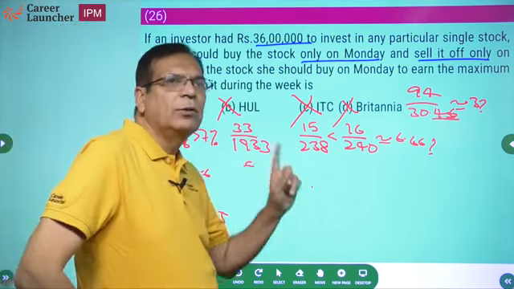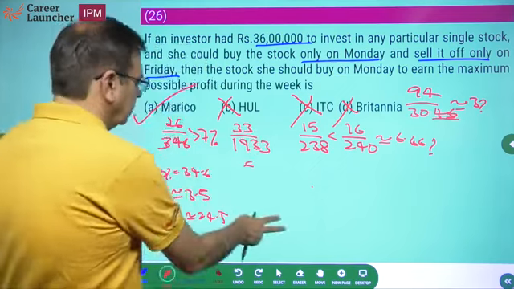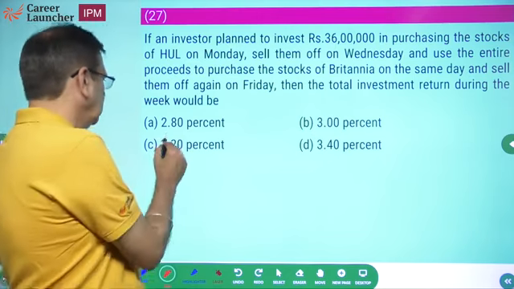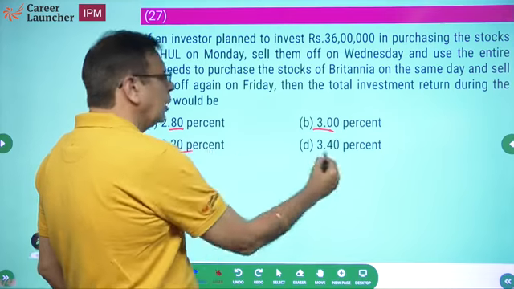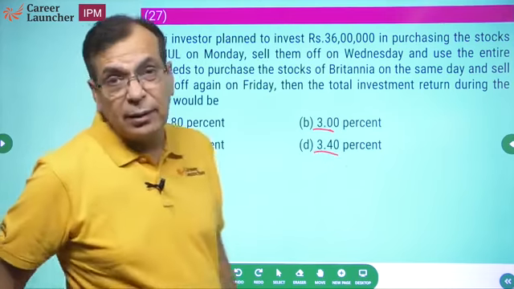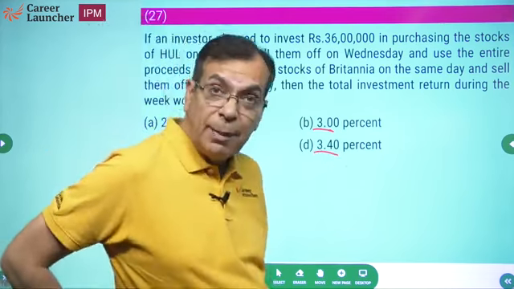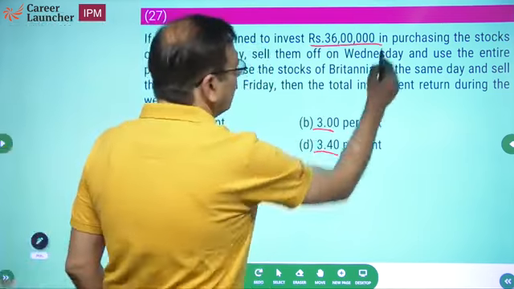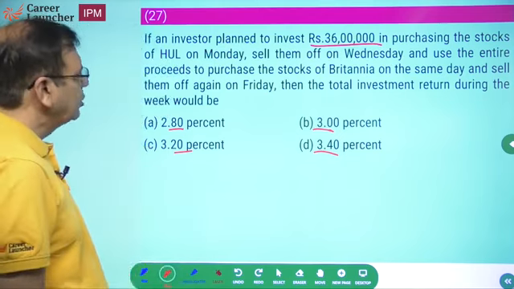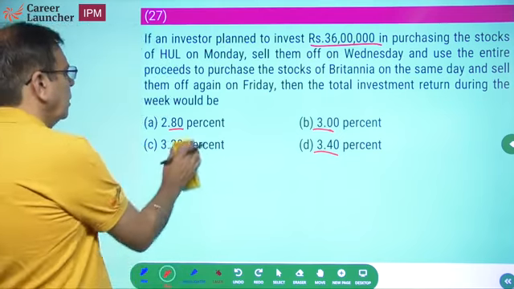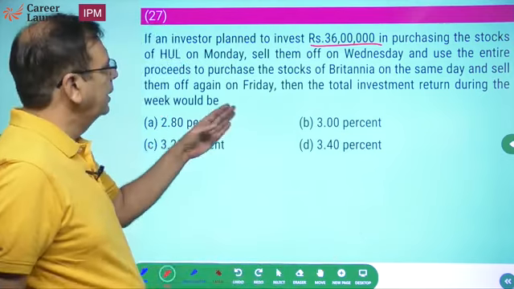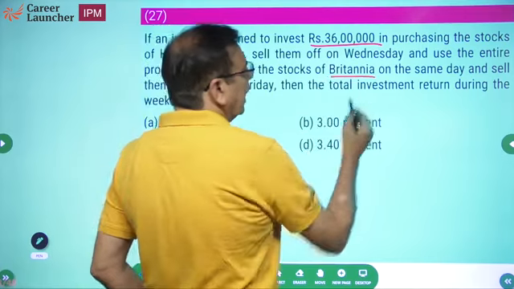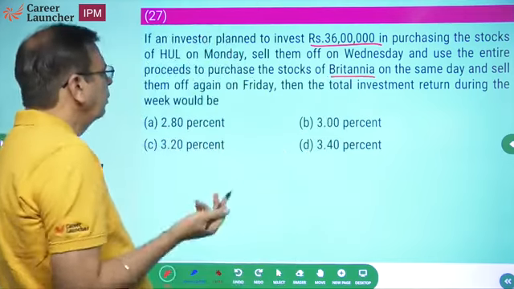So there's a question, you just need to look at the percentage change. I don't like the choices at all. 2.8, 3, 3.2, 3.4, very close choices. What does that mean? The calculation could be difficult. Maybe this is a question you should not be attempting, but let's read the question. Again, he also has 36 lakh rupees on HUL and sells them on Wednesday. So he buys HUL on Monday, sells HUL on Wednesday, and uses the entire proceeds to purchase stocks of Britannia on the same day and sell off on Friday.